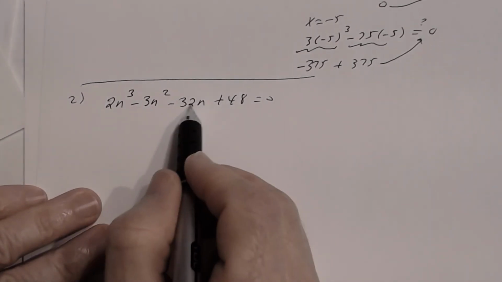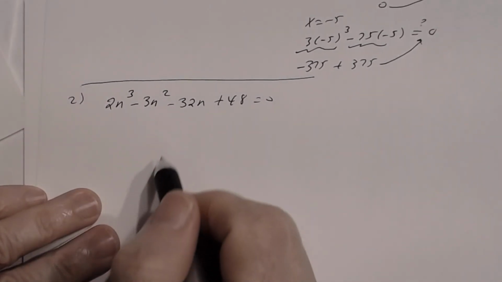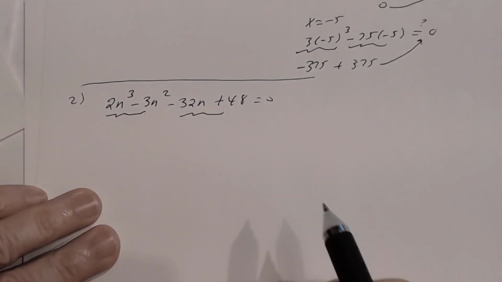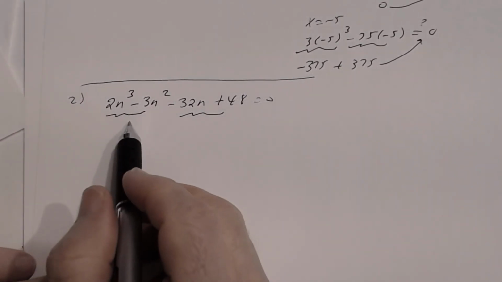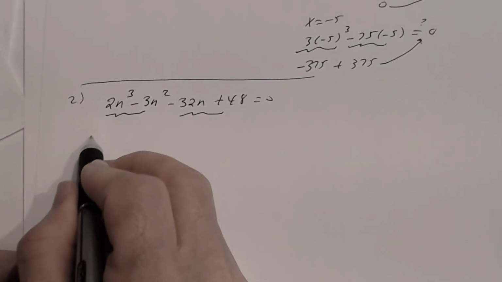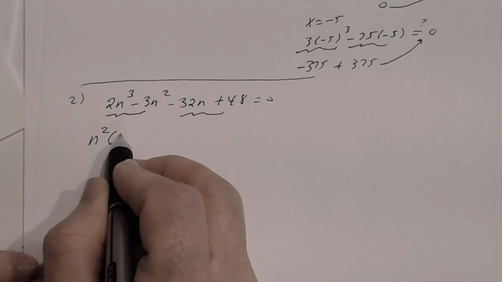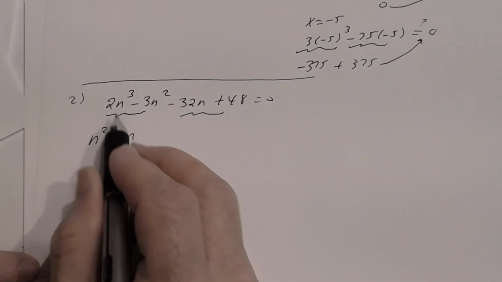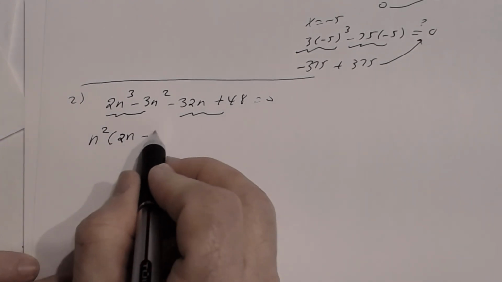So if you look at these 4 terms, the GCF is 1. So now I'm going to go directly to grouping. I'm going to group the first 2. I'm going to group the last 2. From the first group, I can factor out an n squared. So I get n squared times 2n, right? So n squared times 2n is 2n cubed minus 3.